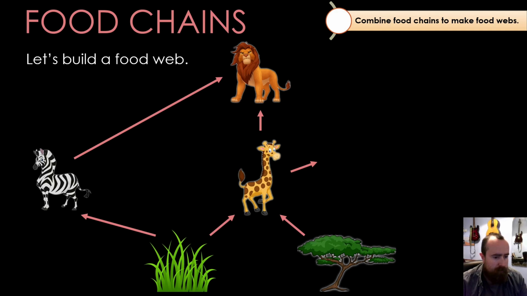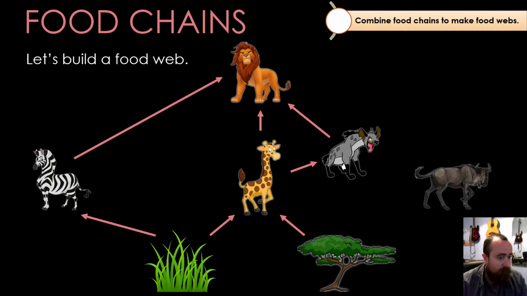Giraffes are eaten by lions, but they're also eaten by hyenas. Hyenas, in turn, can be eaten by lions. Lions are a lot stronger than hyenas. They can take down a hyena and they can eat it if they want to.